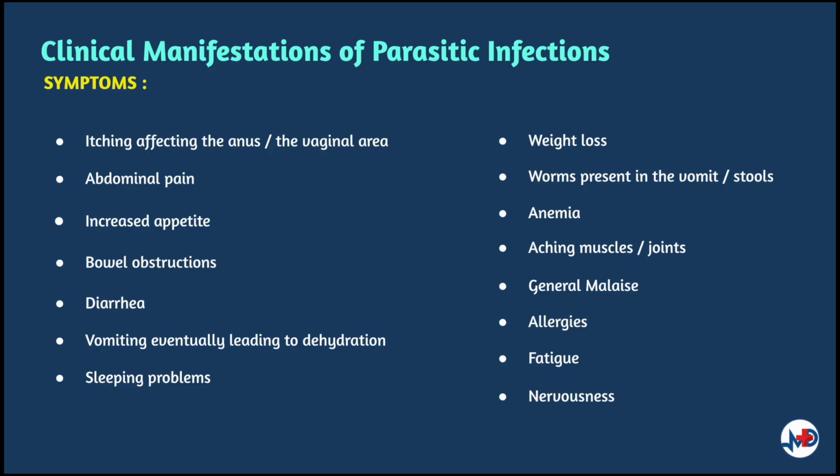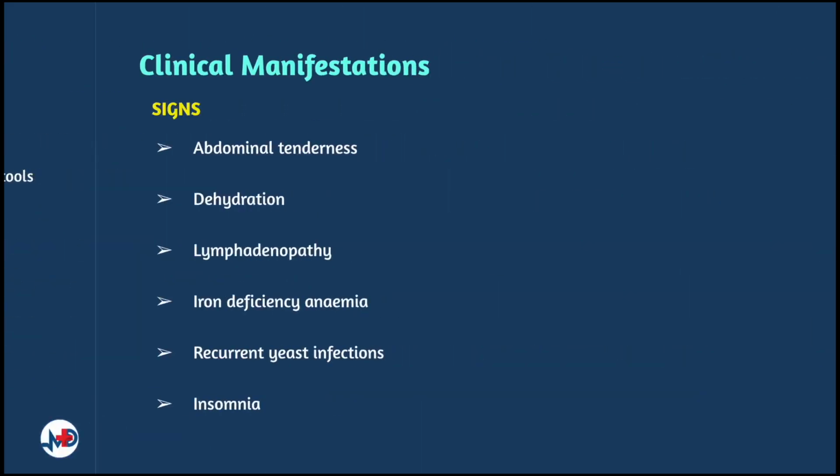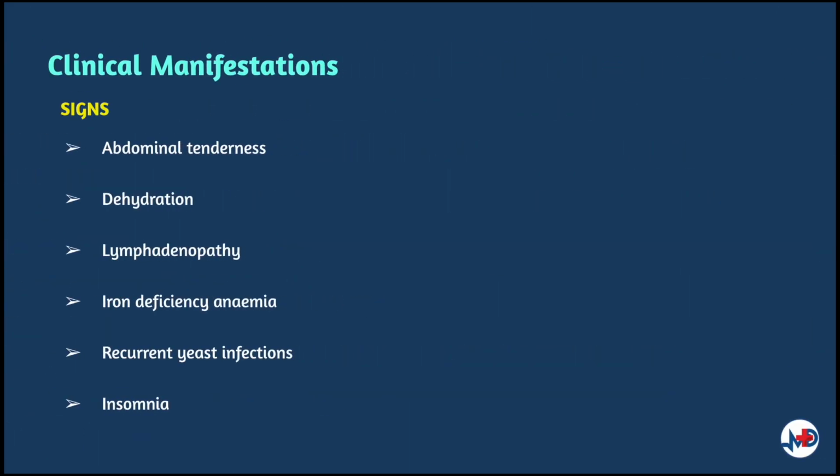Symptoms of parasites may not always be obvious. However, such symptoms may mimic anemia or a hormone deficiency. Some of the symptoms caused by several worm infestations can include itching affecting the anus or the vaginal area, abdominal pain, increased appetite, bowel obstructions, diarrhea, and vomiting eventually leading to dehydration, as well as having sleeping problems. Some of the most common signs of a parasitic infection include abdominal tenderness, dehydration, lymphadenopathy, iron deficiency anemia, having recurrent yeast infections, and also insomnia.